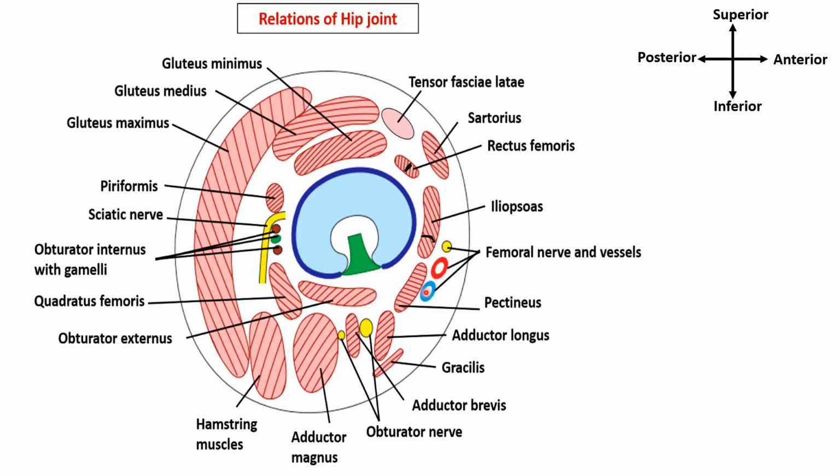And which vessels will be present anterior to the iliopsoas muscle and pectineus? These are the femoral vessels and the femoral nerve.